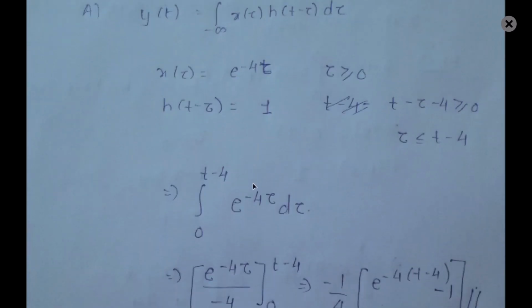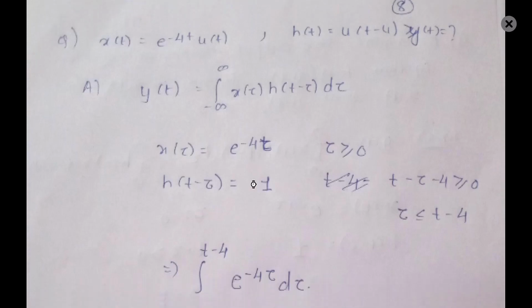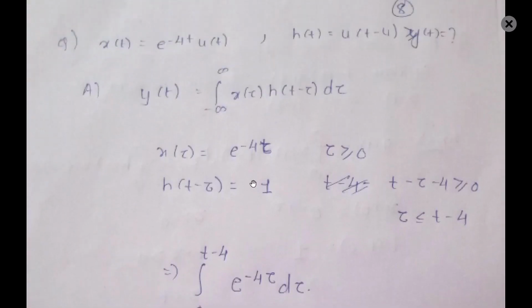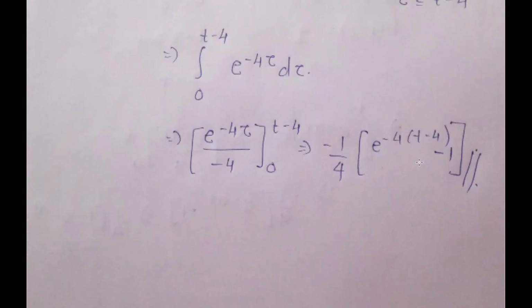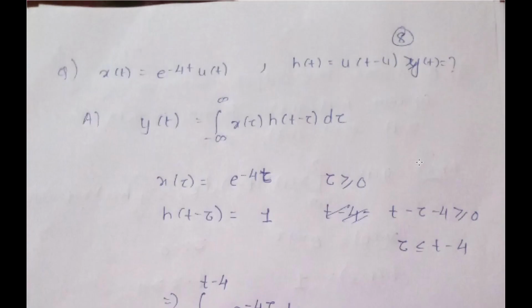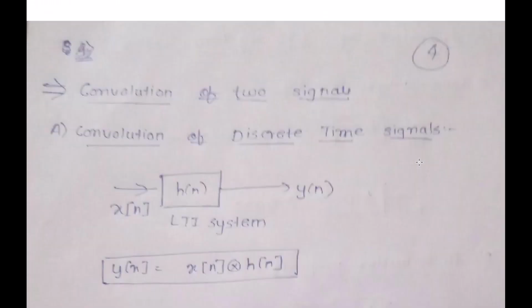Now what you need to do is just put the value of x of tau as e raised to minus 4 tau, h of t minus tau as 1, and the value of tau will go from 0 to t minus 4. So just do the normal integration and you can try to get the final answer. So in such a way, we can solve all these questions.